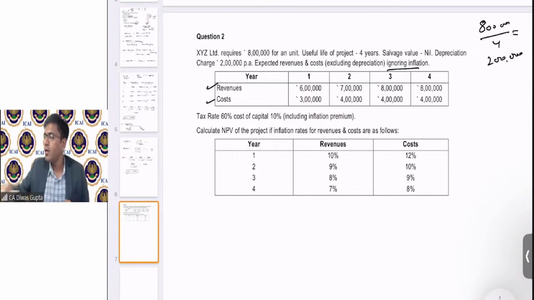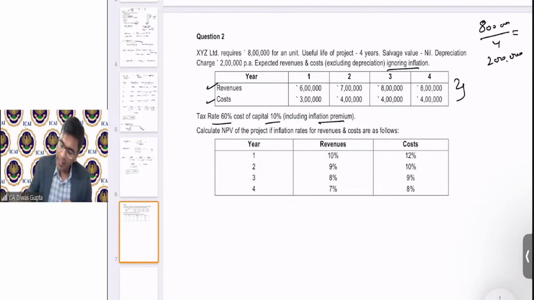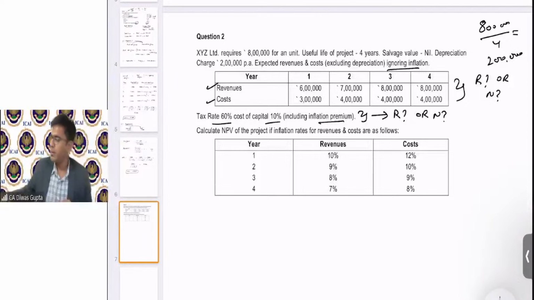Are these real or nominal? Students, come on, please answer. Are these cash flows real or nominal? The tax rate is 60%, cost of capital 10% is including inflation premium. It includes inflation premium. So my next question will be, is this real or nominal?